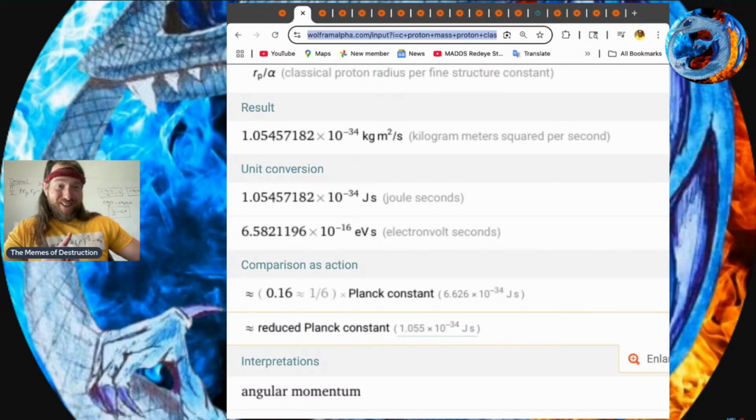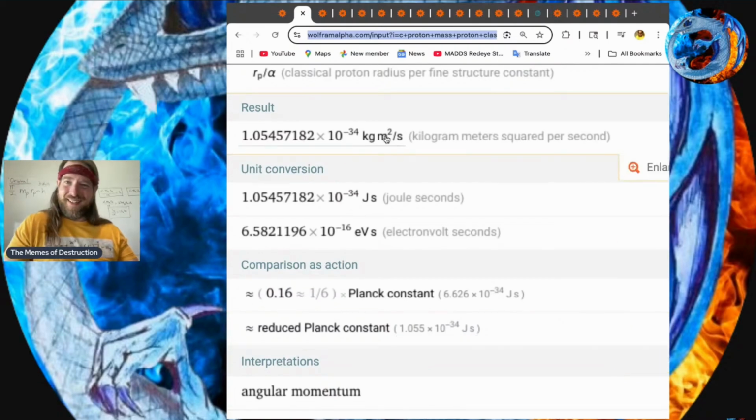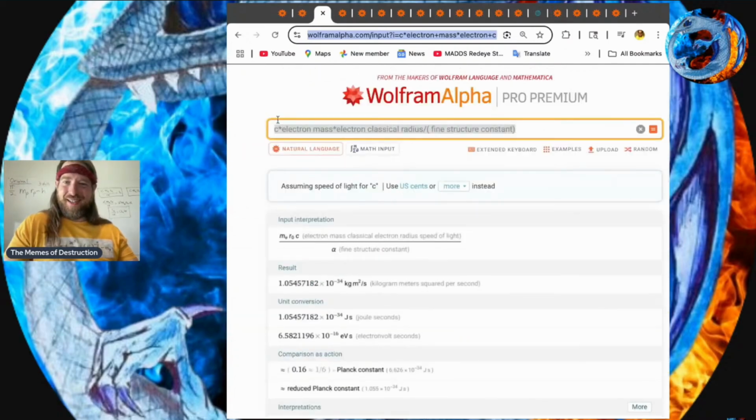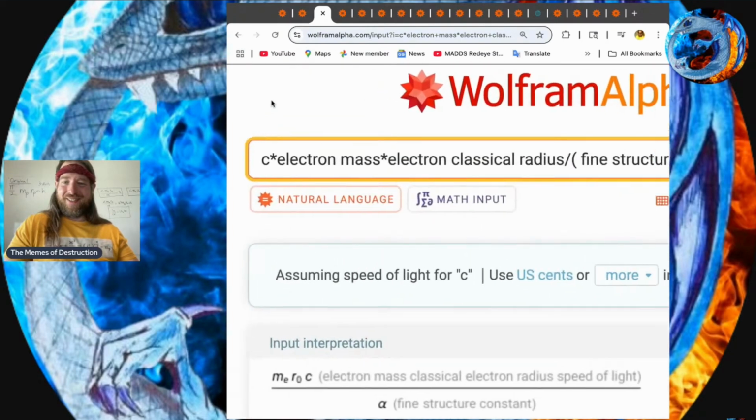But wait, there's more. So of course, if this happened to work for the proton, that raises the very next question. Is this just a coincidence? Or might it be trying to tell us something? Might there be something interesting going on here? So, we did the calculation for the electron. So again, we're doing the same thing here.